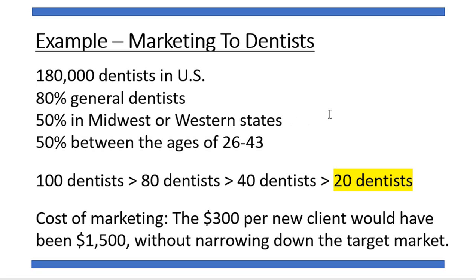I found that when I sent to the Midwest or Western states, the dentists tended to buy more. So that narrowed it down by another 50%. And finally, I was approaching dentists at the age at which they graduate from dental school, and I was going up to the age of 43, thinking that these younger practitioners were more likely to want to do marketing. So by adding all of those filters, I took it from me contacting 100 dentists via direct mail to me only contacting 20, and that potentially brought the cost of my marketing down from $1,500 per client, to the $300 per client which is what I was spending in actual fact. If I had not narrowed that down, I might have potentially spent as much as $1,500 per new client.